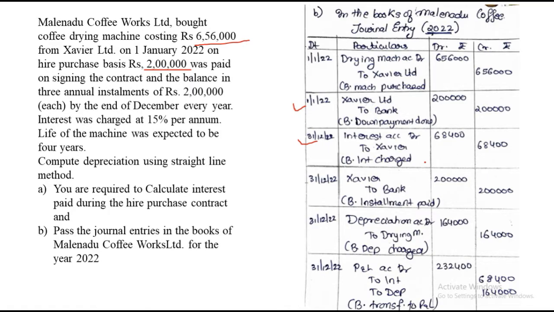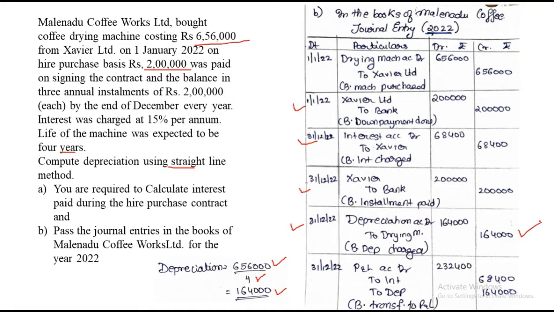On the same date, you made a payment of installment. Xavier to bank, 2 lakh. Depreciation was charged. So the entry is depreciation to your machinery. How to calculate the depreciation, because they just said use straight line method. Now you know the life of the machine was 4 years. So the working for depreciation was total value of your machine divided by the number of years. So we got 1,64,000, which we have used in our journal entry.